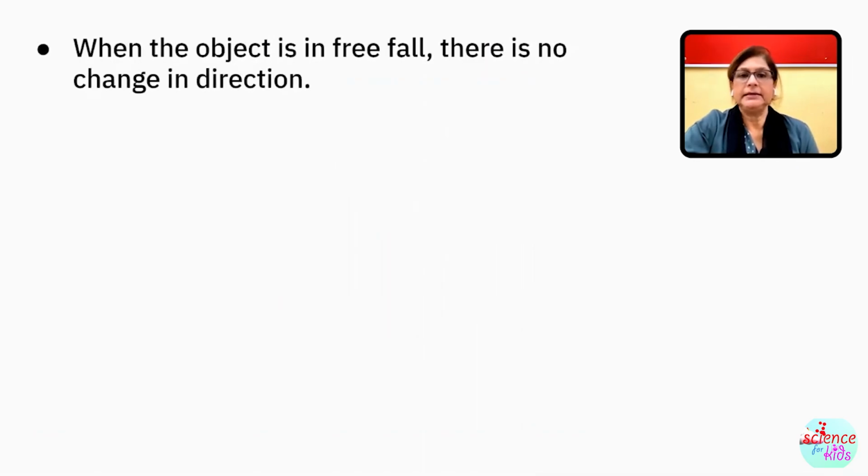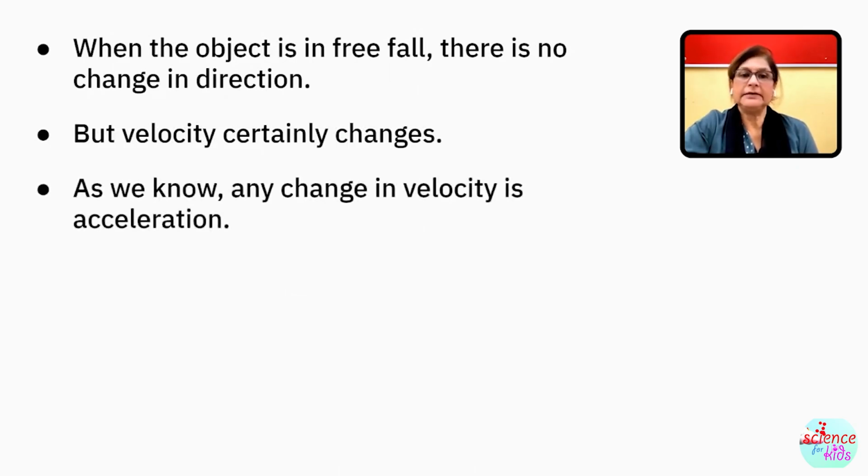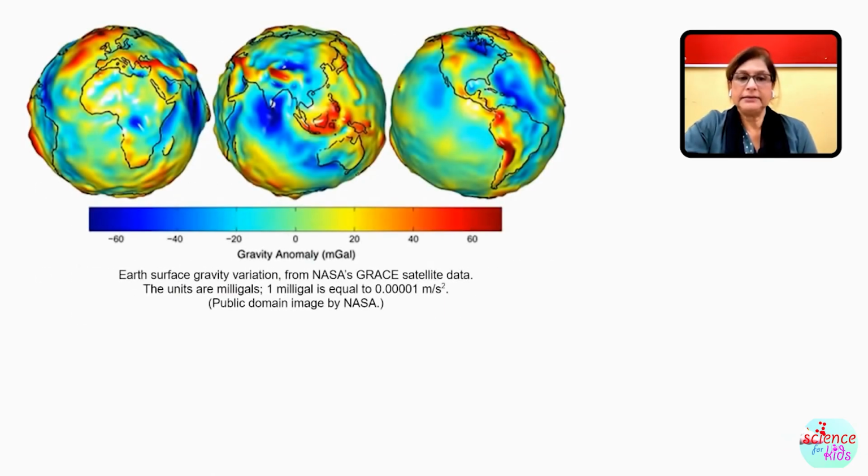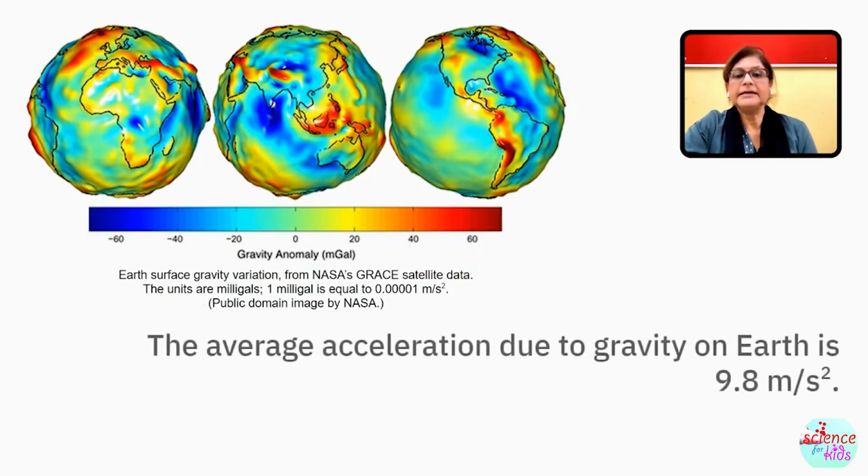When the object is in free fall, there is no change in direction, but velocity certainly changes. As we know, any change in velocity is acceleration. Acceleration happens due to the pull of gravity and it is denoted by letter small g. Gravity varies depending on location and altitude on Earth. But the average acceleration due to gravity on Earth is 9.8 meter per second squared. And the SI unit of g is the same as acceleration, that is meter per second squared.